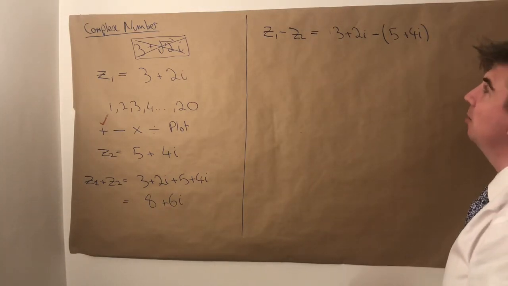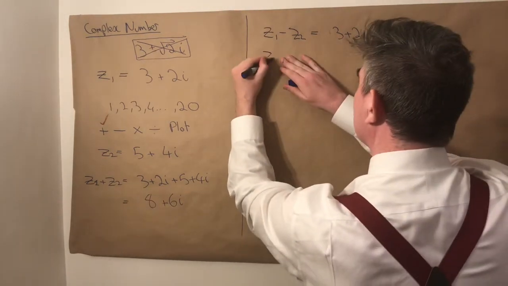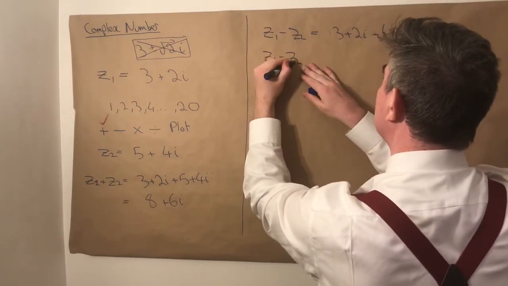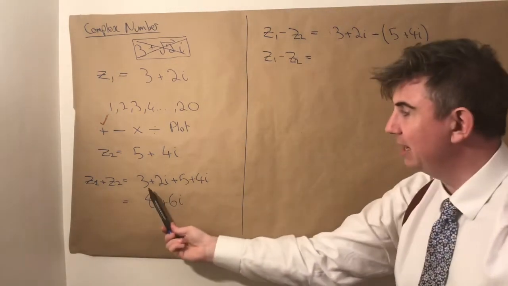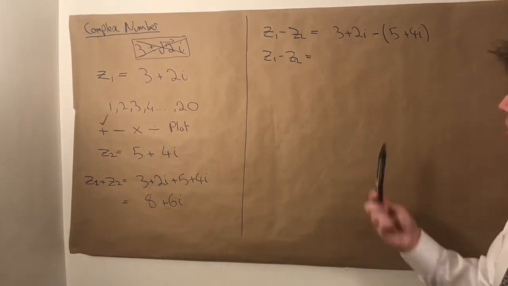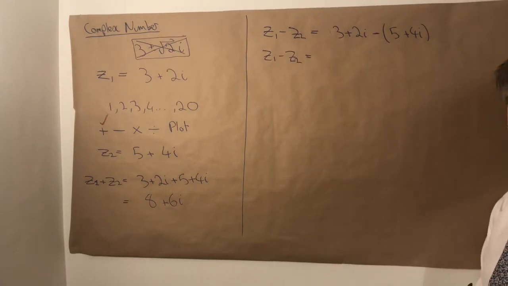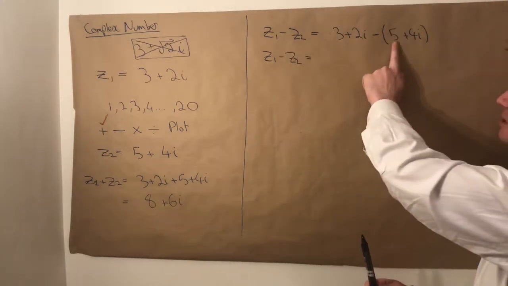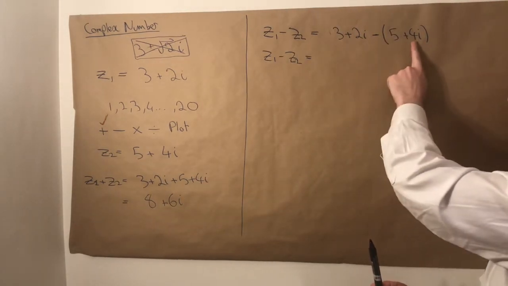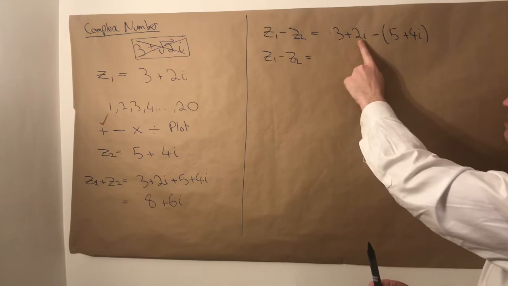Now, next job, Z1, take away Z2 is equal to, okay. So, just like over here, we can add the real parts onto the real parts. What do you think I'm going to do here? Yeah, good. So I'm going to take the real part from the real part, and I'm going to take the imaginary part away from the imaginary part.